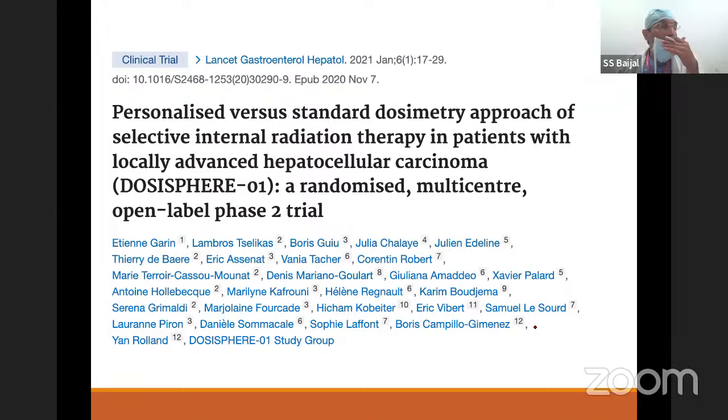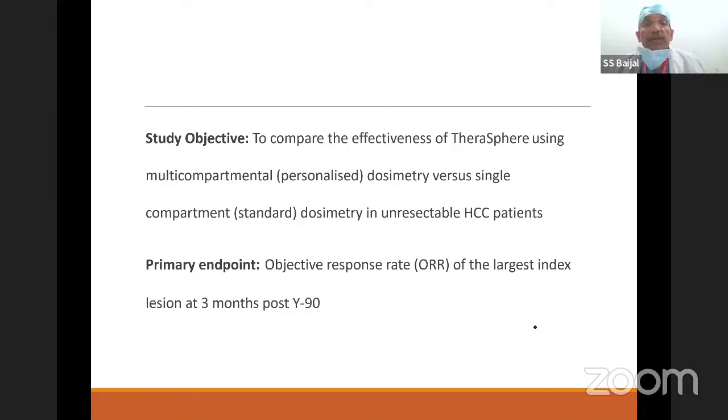The reason why I bring in the DOSISphere study is that this actually emphasized the appropriate use of radiation in Y90. Y90 has to be done the right way in the right group of patients to give them the best benefit. So in this group of patients who had PVTT, the effort was to try to decide what is the best dose and how does dose really impact outcomes.